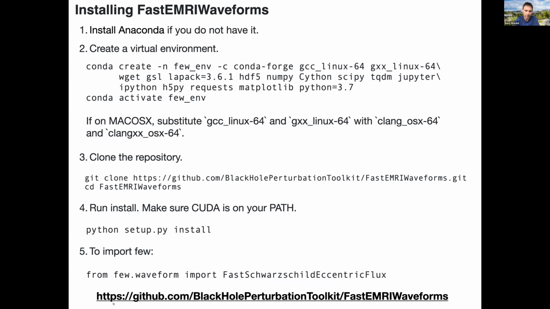These instructions are gathered from the README file for the repository, which you can get on github.com/BlackHolePerturbationToolkit/FastEMRIWaveforms. If you go here and look at the README file, as you scroll down the page, you'll get these instructions. Essentially, what you need is Anaconda, which is the easiest way to do this. If you have that installed, that provides Python and all the Python packages that we would need. You create a new environment, including all the dependencies that are required. You clone the fast EMRI waveforms repository. You run the install script, and then in Python, you import the fast EMRI waveforms package.